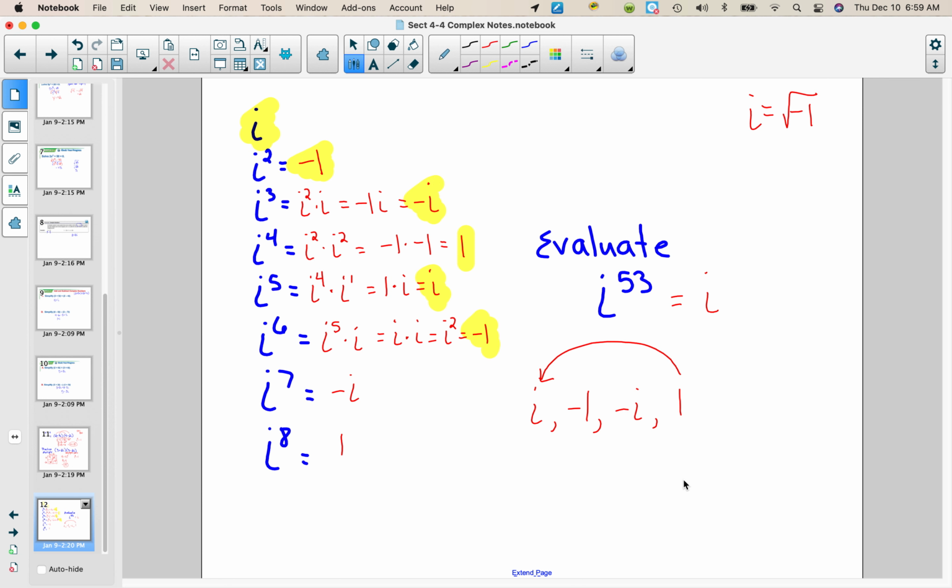But then what if I asked, what's i to the 3,521st power? You probably don't want to go through and count through. So there is a way using this pattern. So think about that.